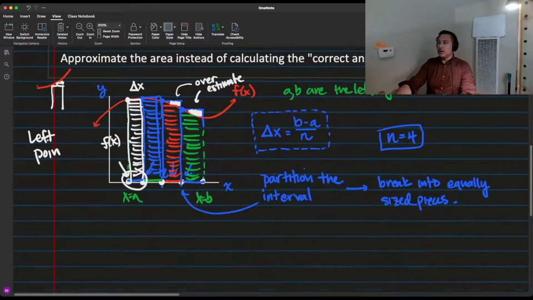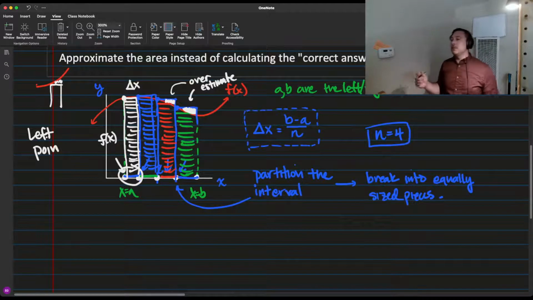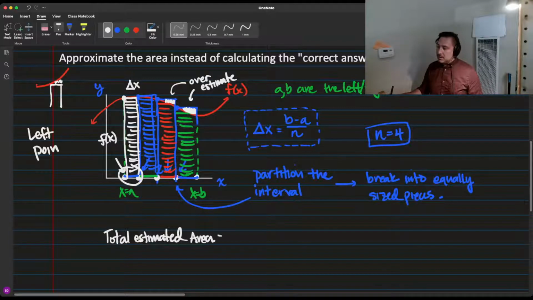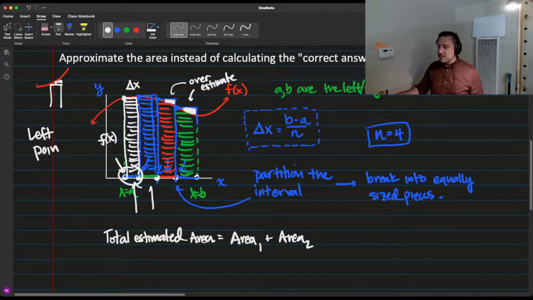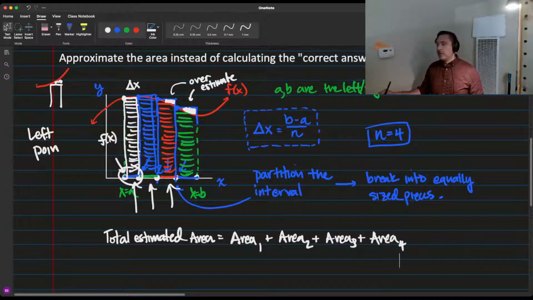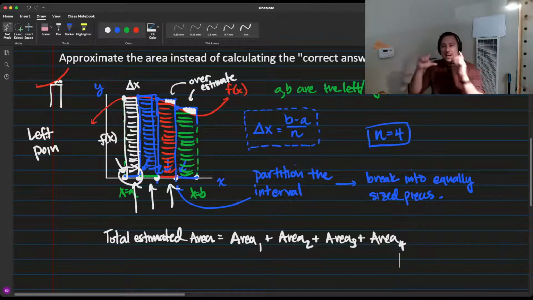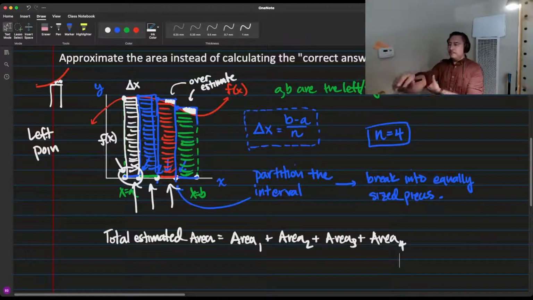So let's zoom back out. Okay, but the whole point here is what we're realizing is that the total estimated area is equal to the area of the first rectangle, which we'll call area 1, plus the area of the second rectangle, which we'll call area 2, plus the area of the third rectangle, which we'll call area 3, plus the area of the fourth rectangle, which we'll call area 4. Right? Each of those individual areas is an area of a rectangle. You need to add up all those different ones.